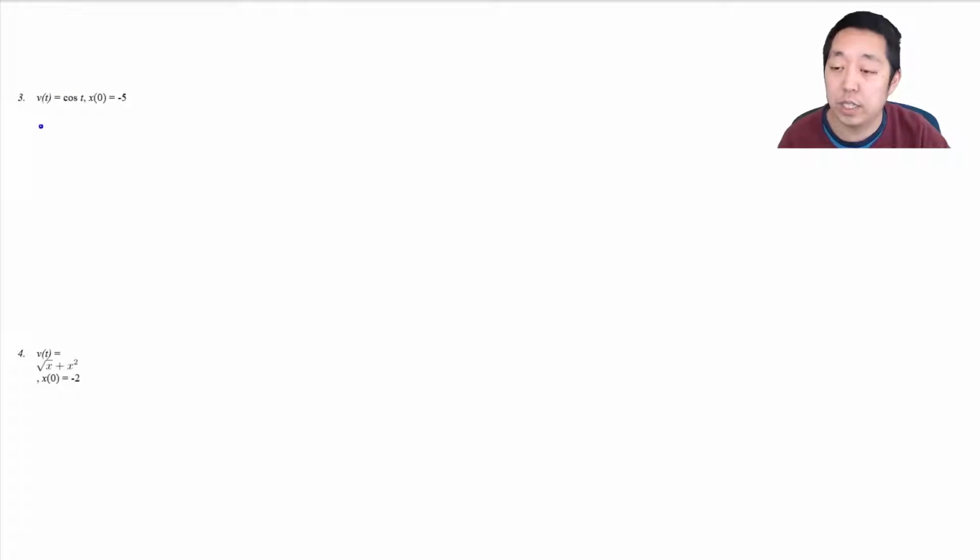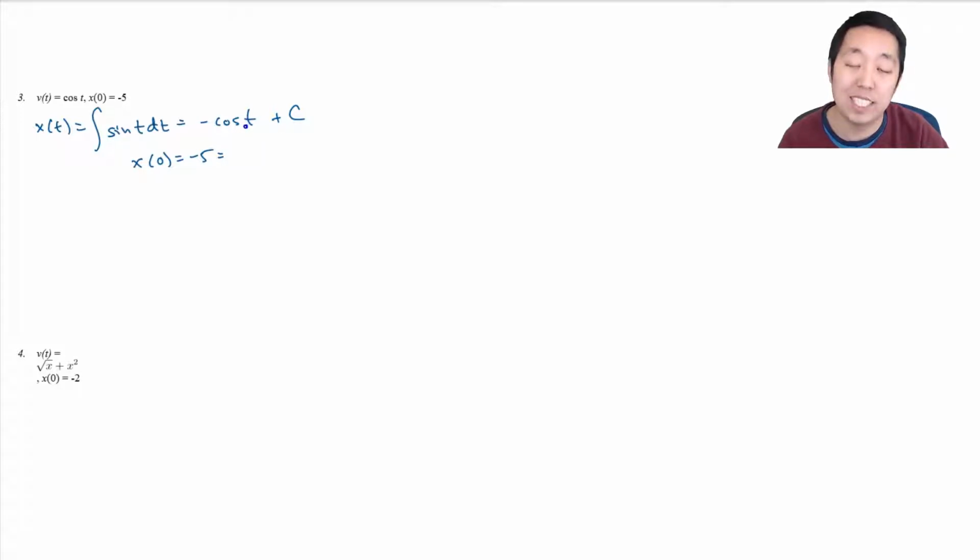V of t is cosine of t, x of t is the antiderivative. Antiderivative of this is just negative cosine of t plus my constant of integration. x of 0 is equal to negative 5. When I plug in 0 to here, cosine of 0 is 1, so that's negative 1 plus c. So that means c is equal to negative 4. So this is negative cosine t minus 4.